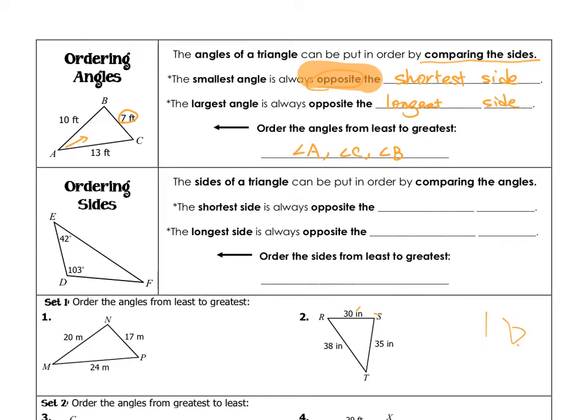And by the same token, we order sides in the same way. The sides of a triangle can be put in order by comparing the angles. The shortest side is always opposite the smallest angle. That's right. And the longest side is always opposite the largest angle.